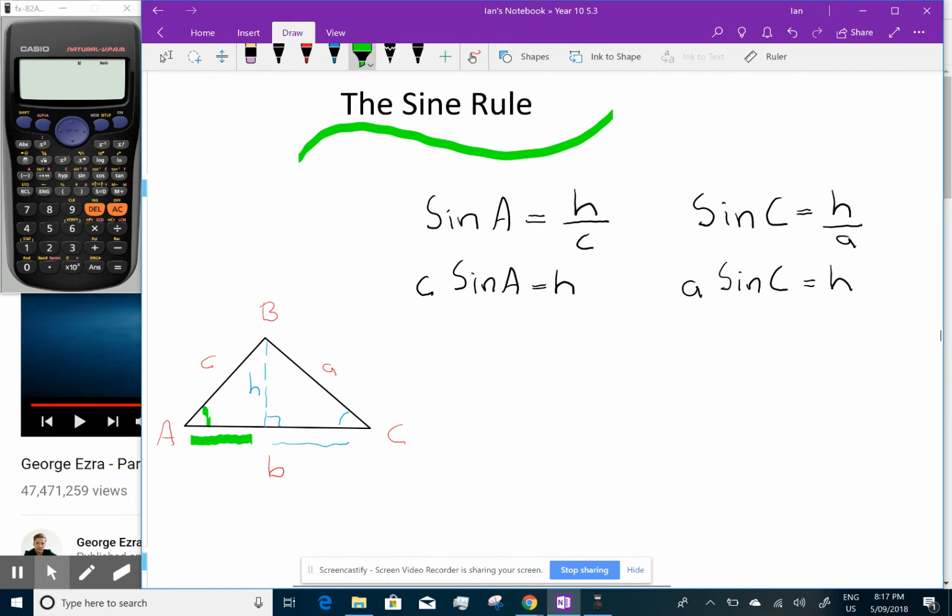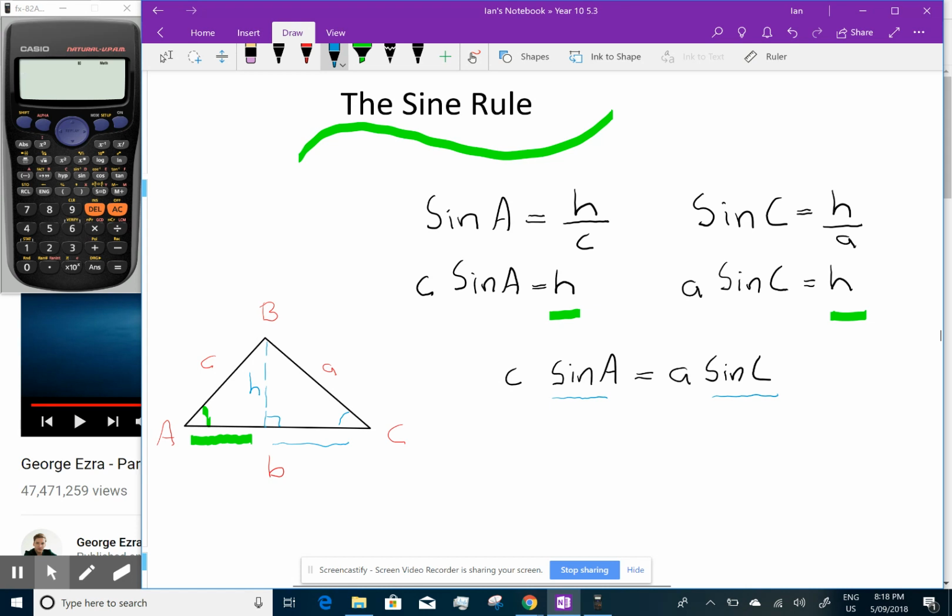Now, because h is the same, it just exists in both triangles. It exists in the centre of the original triangle. I can now equate these expressions. So c sine A equals a sine C. Now, we do remember that sine A and sine C are both numbers. So I can treat them as a number.